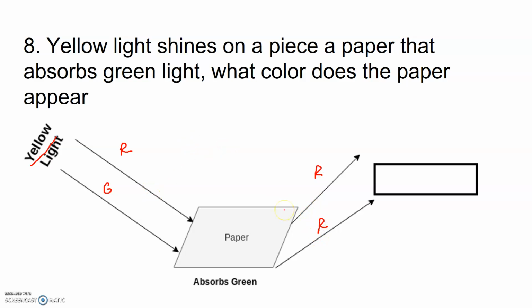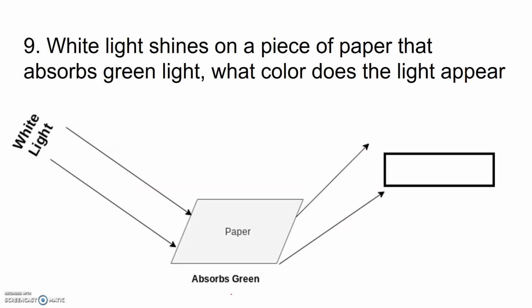So if red is the only light coming out that reflects into our eyes, then the object has to appear red, or the paper has to appear red. So once again, yellow is made up of red and green light, because red and green make yellow. If it takes in green, red is the only thing that reflects off, so it appears red.